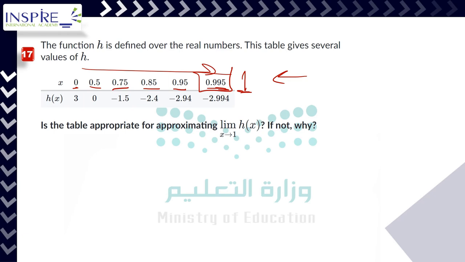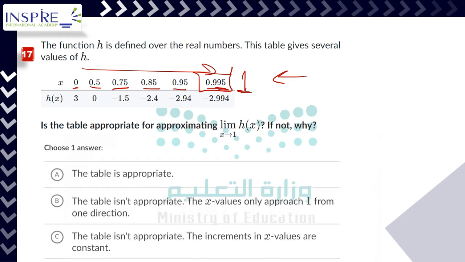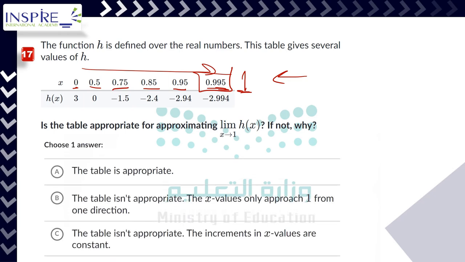No, it's not appropriate because we must have the limits from both sides. This is the reason: we have the limit from only one side. Let's check the choices. The table is appropriate? No, the table isn't appropriate. The x values only approach 1 from one direction. Yes, this one. The table isn't appropriate. The increments in x values are constant. I don't care about the increments. I'm caring about whether we are getting closer to 1 from both sides.